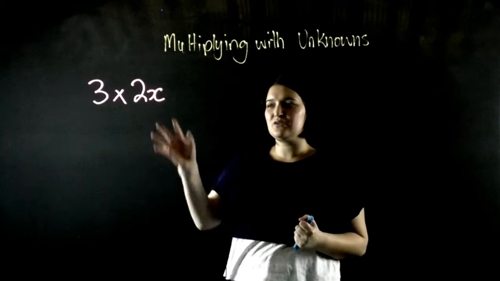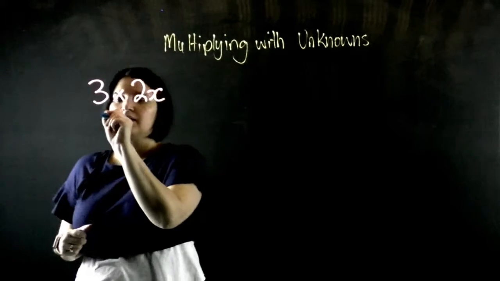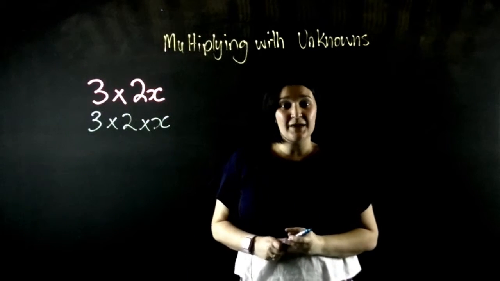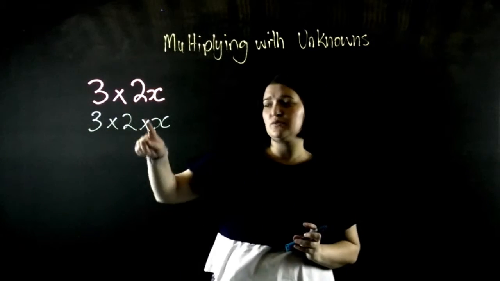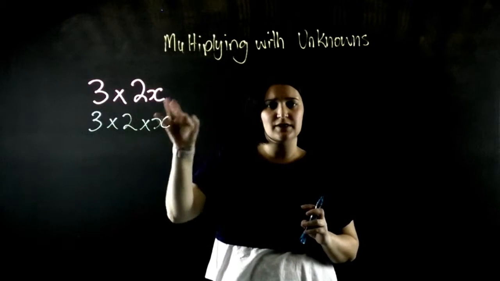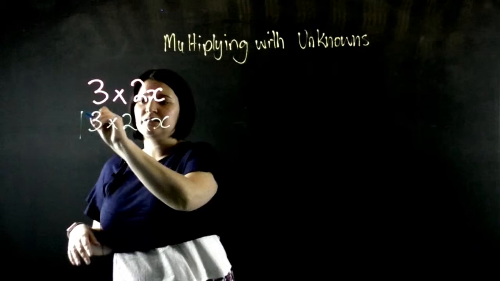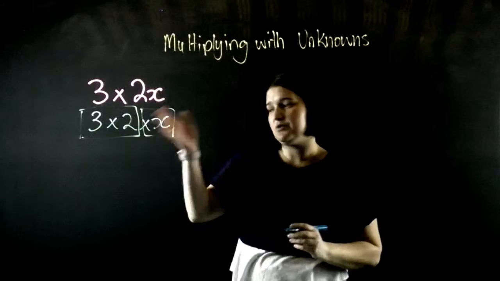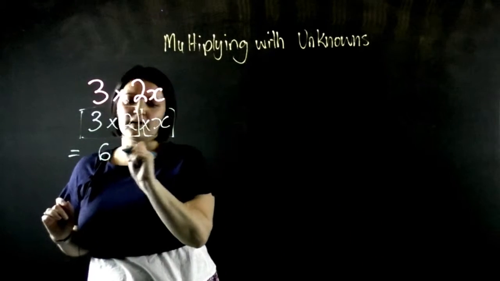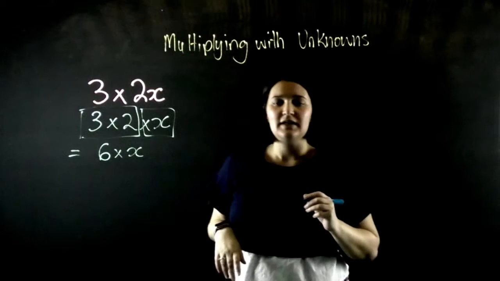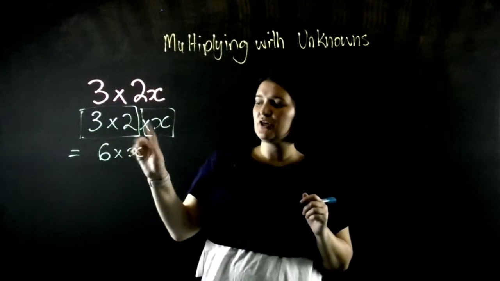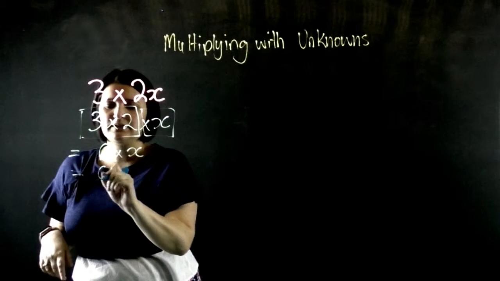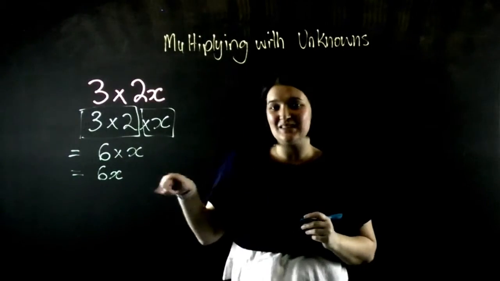Or the other thing I could do is write this in expanded form. So 3 times 2 times x. And then what I'm going to do is group all of my numerals together and all of my unknowns together. So I can do this sum and leave this alone. 3 times 2 is 6, times x. Now in algebra you might have learned that if you've got a number times an unknown, you can leave out the times sign and just call it 6x, where that means 6 times x.